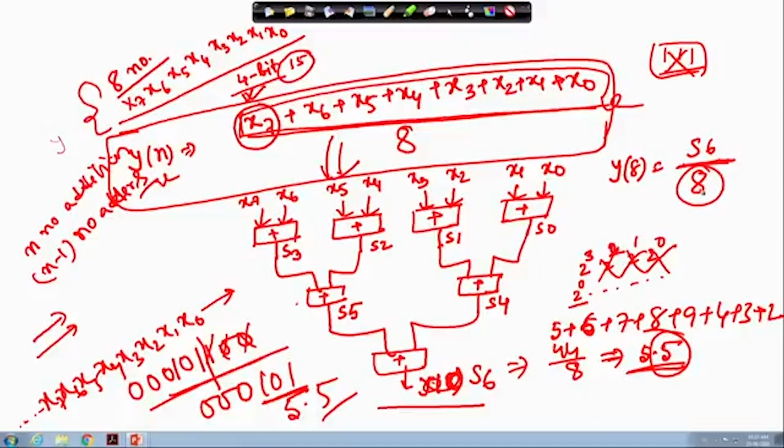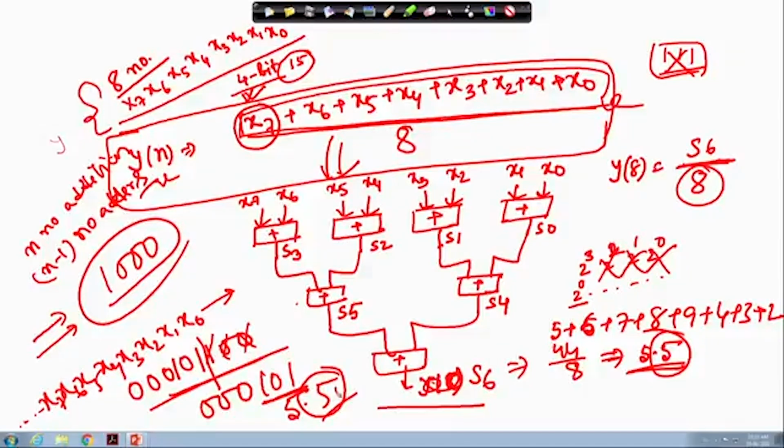Okay. Now, if I run these circuits 1000 times in a loop, then in each of these loops I am accumulating 0.5. So, that means 500 is the amount of error which I am accumulating if I run this particular circuit in a loop.